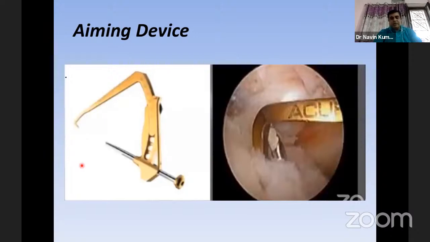Another aiming device is basically the jig. Two important jigs are available. One is the tip aimer, another is the elbow aimer. Usually I prefer to use the elbow aimer, and when a remnant is there, I usually use the tip aimer. This is the place exactly at the medial tibial spine, as I said, where I come. I keep this elbow aimer just at the place where I want to come out, and I pass my guide wire, and I want it to come out exactly over here.